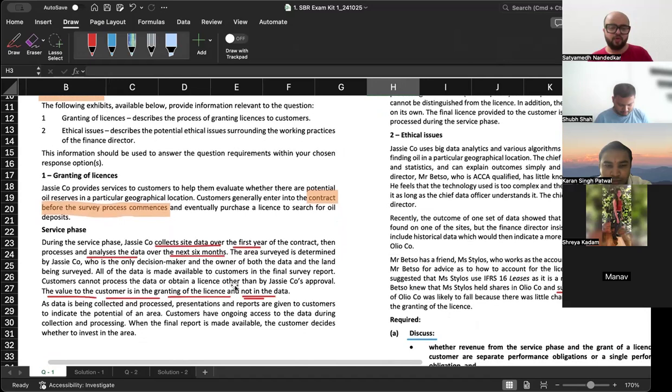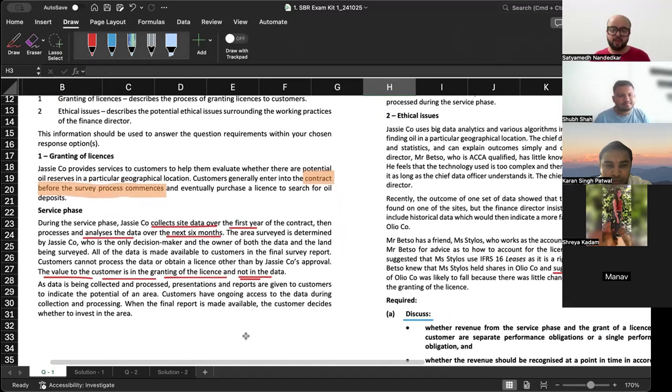Now, Jassie Company provides services to customers to help them evaluate whether there are potential oil reserves in a particular geographical region. Customers generally enter into the contract before the survey process commences. So you sign the contract before Jassie Company starts the survey and exploration of oil and eventually purchase a license to search for oil deposits. During the service phase, Jassie Company collects site data over the first year of the contract, then processes and analyzes this data over the next 6 months. So from the date you enter into the contract, the first year will be spent on data collection, next 6 months will be spent on analysis. That means it takes 18 months overall.